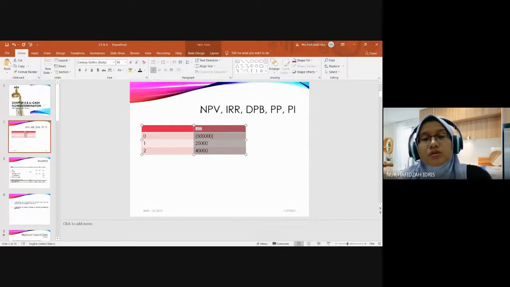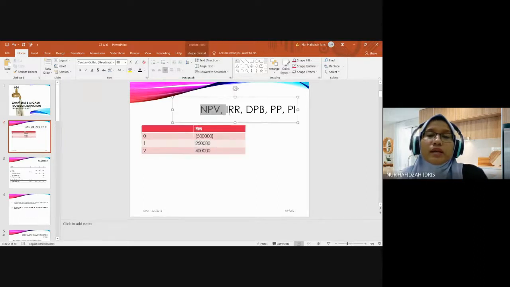So for capital budgeting, all of the cash flow for the machine, or for the particular asset, is already given. For example, year one is 250,000, and year two is 400,000. The value is already given to you, so there is no problem. Just key in all the figures and then find out the NPV, IRR, and so on.